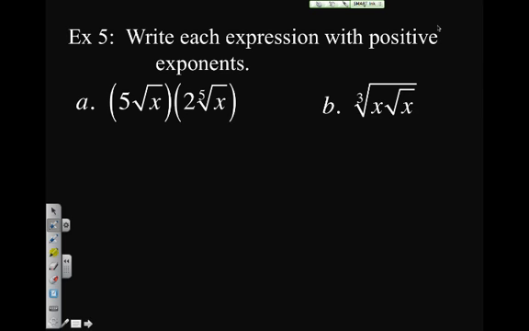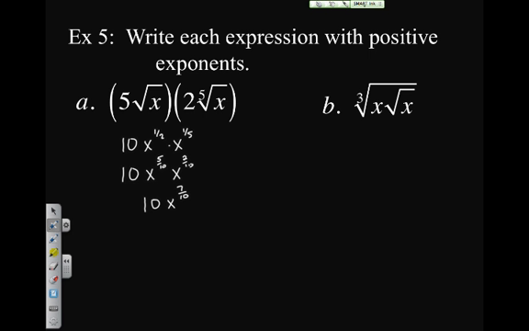Again, write these with positive exponents. Notice we can multiply 5 times 2 and get 10. This is x to the 1/2 power. This is x to the 1/5 power. And remember, when we're multiplying these numbers that have the same base, we add the exponents. So to get a common denominator, it would be 10. 1/2 is 5/10. 1/5 is 2/10. So when we add those together, we get 10x to the 7/10 power.